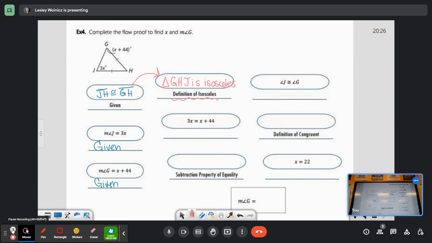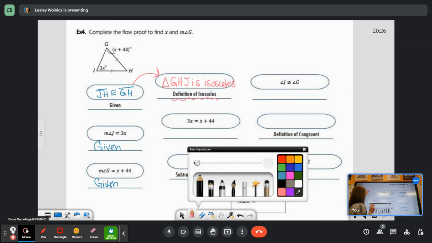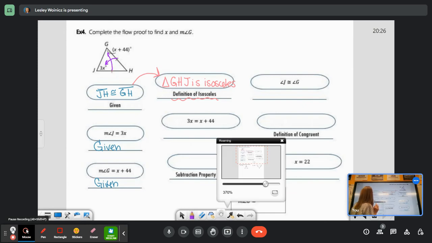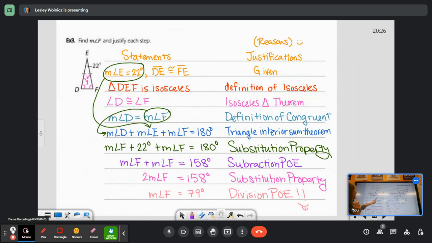Okay, next. If we know that it's isosceles, then we can say that the opposite base angles are congruent. So these opposite angles are congruent, angle J and angle G. And that is because of the, let's go back and look at what it's called. The Isosceles Triangle Theorem.